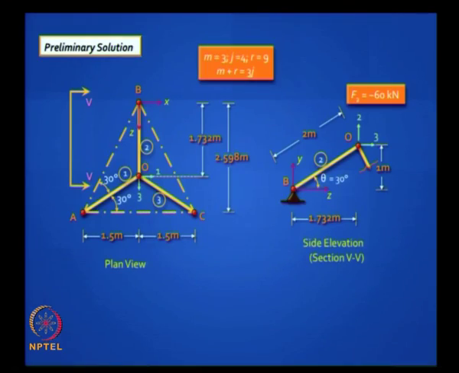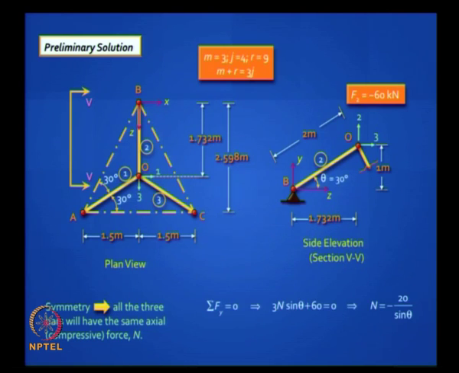So first of all it is statically determinate, you have 3 members, you have 4 joints, it is restrained in 3 directions, so m plus r equal to 3j. It is symmetric, so all the 3 bars will have the same axial compressive force N, and 3N sine theta plus 60 is equal to 0, so N is 20 by sine theta, and theta turns out to be 30 degrees, and so it is 40. You are right, that is how easy it is.